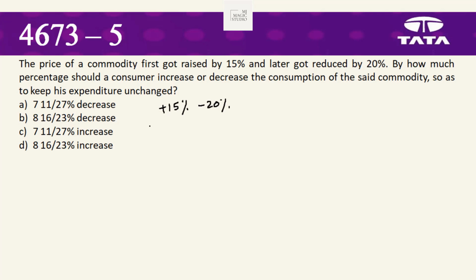We can use our line rule. Change in P would be 15 minus 20 minus 15 into 20 by 100, that is minus 8%. Price falls by 8%. That means initially price was 100. Now it is 92. Now what is the trick we need to follow?